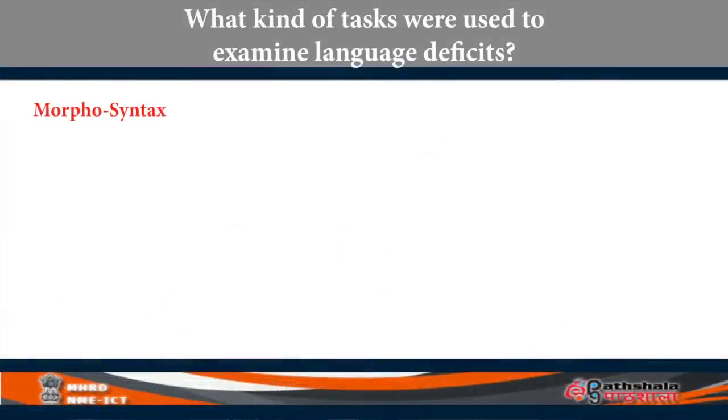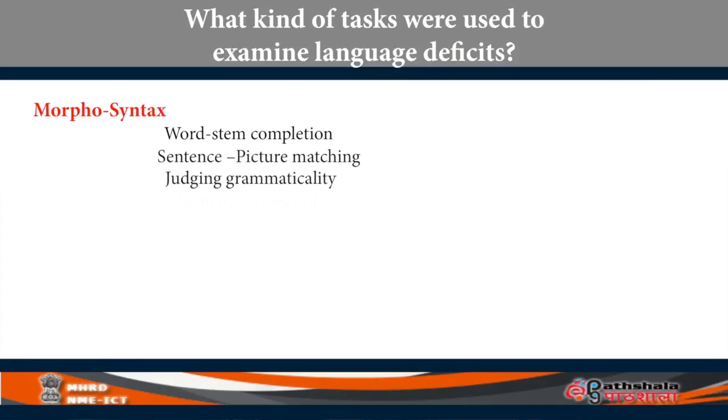Then morphosyntax. Suppose your focus is whether morphosyntax is intact in this person who has a brain damage, then you use tests like word stem completion, sentence picture matching, judging grammaticality, and sentence correction. So these are some of the tests that are used.